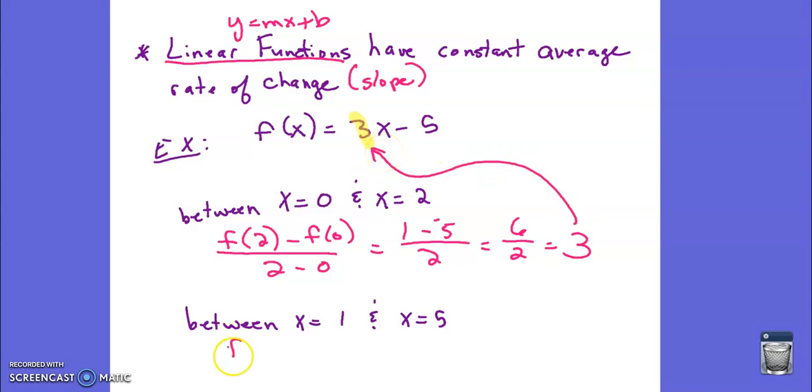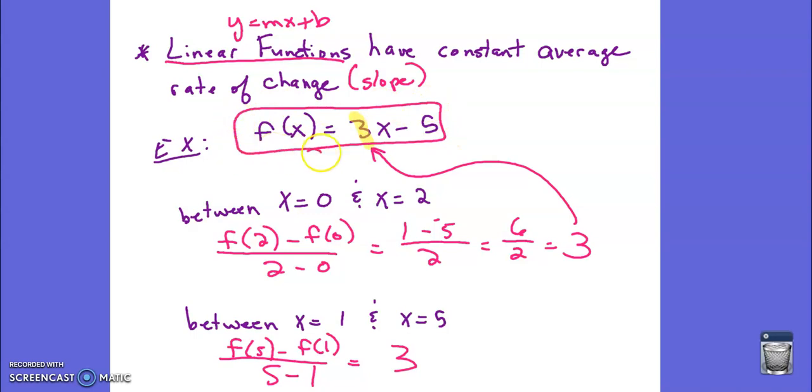The same thing here, f of 5 minus f of 1 over 5 minus 1, and we're going to end up getting 3 as the same result. So just as a reminder, if I give you a linear function, then the average rate of change is always constant.